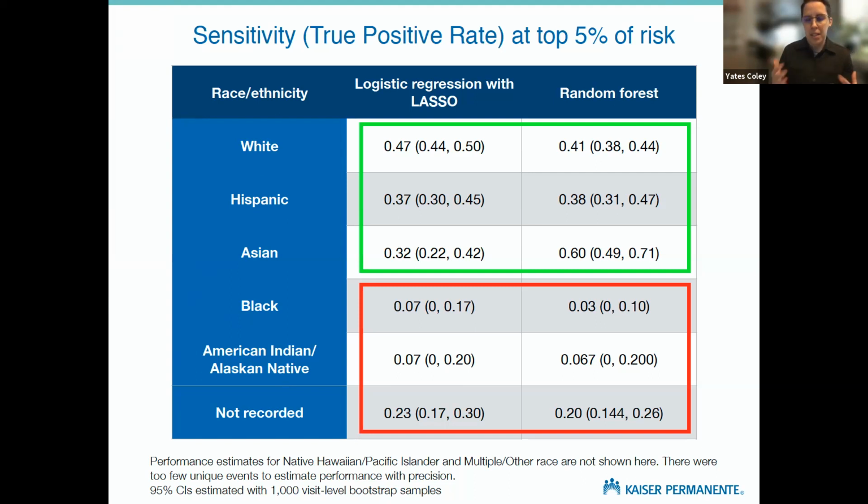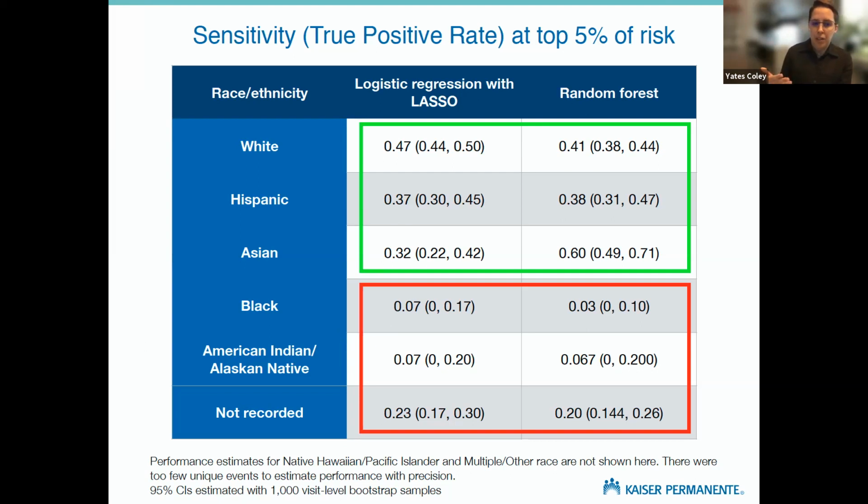So what does this mean? If we were to intervene on the top 5% of outpatient mental health visits predicted to have the highest risk using the logistic regression model here, we would intervene on nearly half of the visits with eventual suicide death for white non-Hispanic patients. Only about a quarter of the visits with suicide deaths for patients without race and ethnicity known, and only 7% of visits for Black and American Indian and Alaska Native patients, which is essentially as good as taking a random 5% sample of visits. So the model really does very little to tell us who is at risk here.